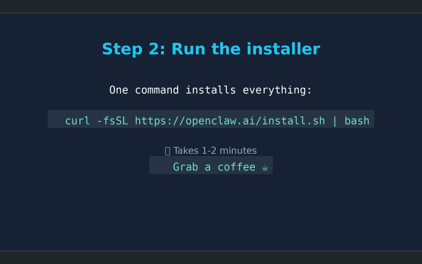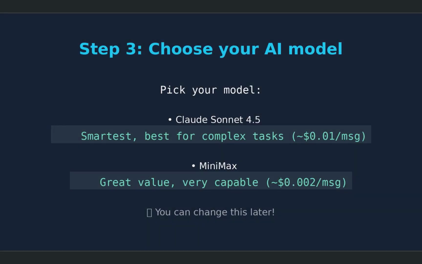Next, run the OpenClaw installer with one simple command. Just paste this curl command and press Enter. This takes 1 to 2 minutes to complete. The installer will ask you to pick a model. We recommend Claude Sonnet 4.5 for the smartest responses or Minimax for great value. Don't worry, you can change this later.